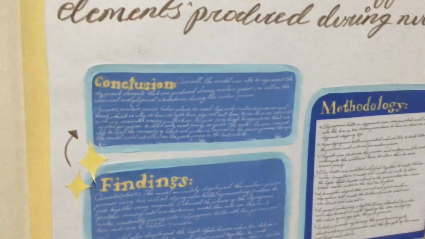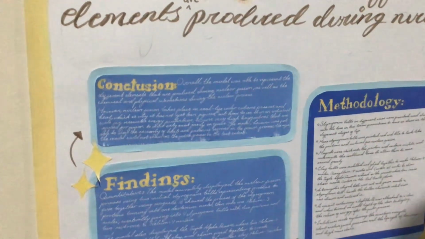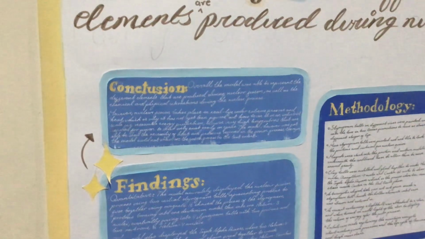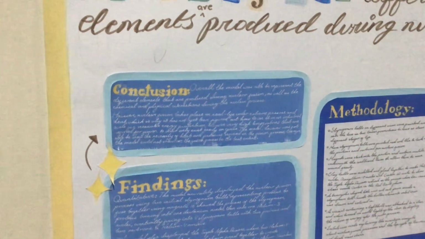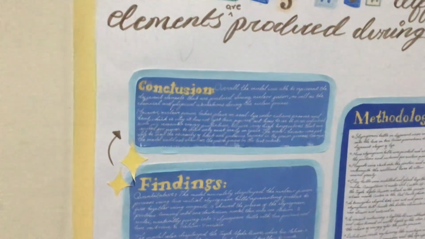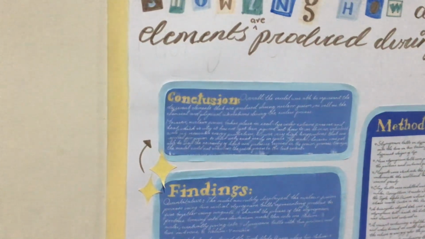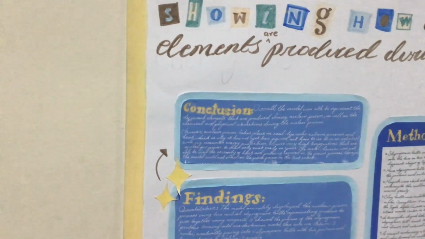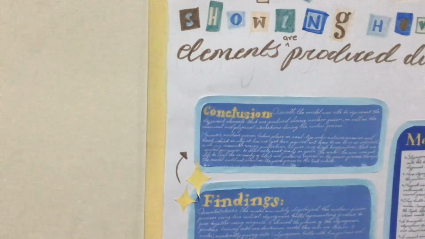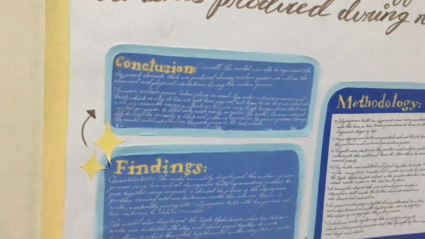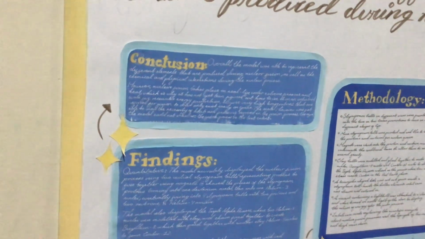Now for my conclusion. Overall, the model was able to represent the different elements that are produced during nuclear fusion, as well as the chemical and physical interactions during the nuclear process. However, nuclear fusion takes place in real life under very extreme pressure and heat, which is why it has not yet been found how to use nuclear fusion on an industrial scale to provide energy. This is because the high temperatures and pressure required for nuclear fusion only occur easily in space, inside stars.